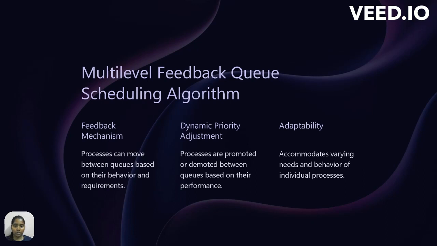Multi-level feedback queue scheduling algorithm. In that, the first one is the feedback mechanism. Processes can move between queues based on their behavior and requirements. The second one is dynamic priority adjustment. Processes are promoted or demoted between queues based on performance. Adaptability accommodates varying needs and behavior of individual processes. This is the multi-level feedback queue scheduling algorithm.